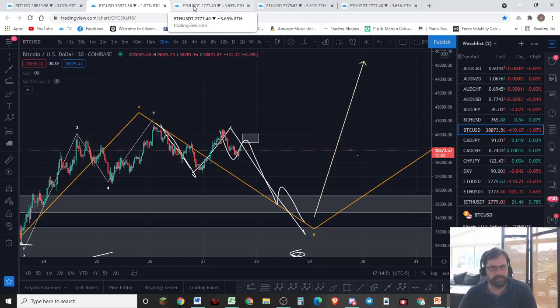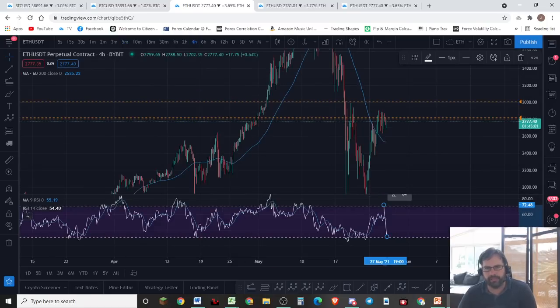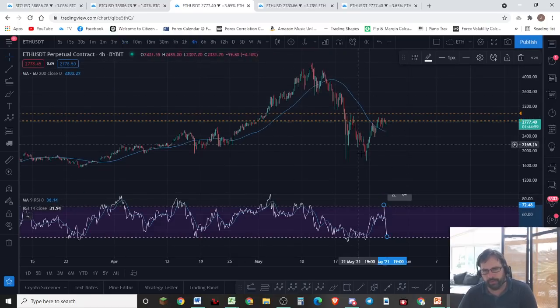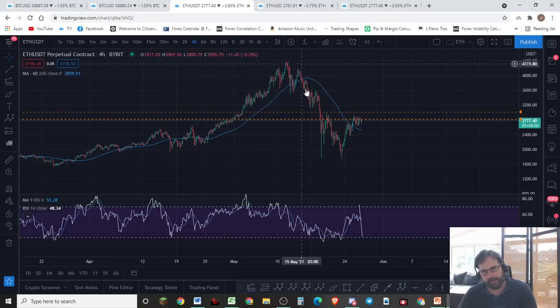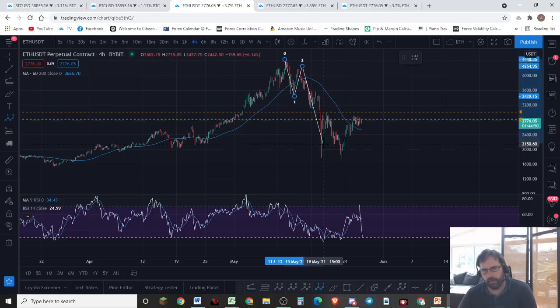Let's take a peek at Ethereum as well, just for kicks. Same thing, guys. Same thing, except off of the macro. Instead of just like Bitcoin started with 3 waves down, Ethereum came down with 5 waves, which is very, very scary. And I'm going to bring a video on that tomorrow, why that scares me.